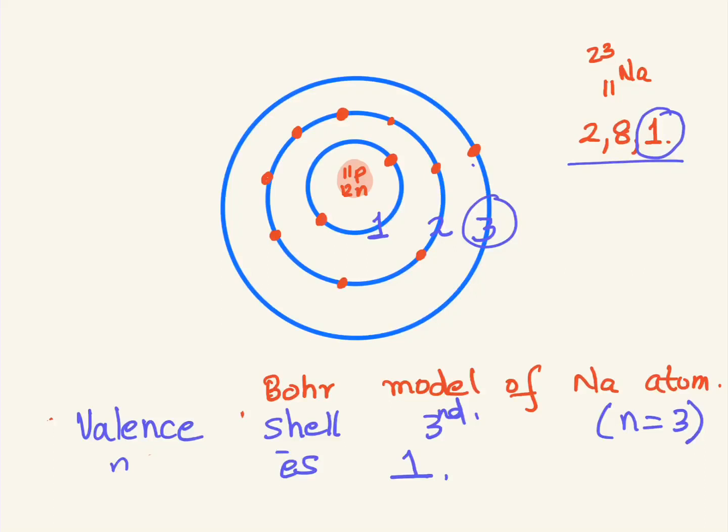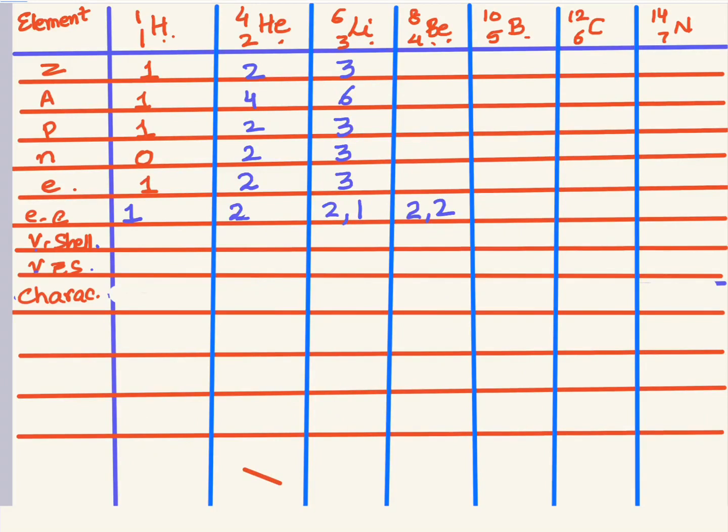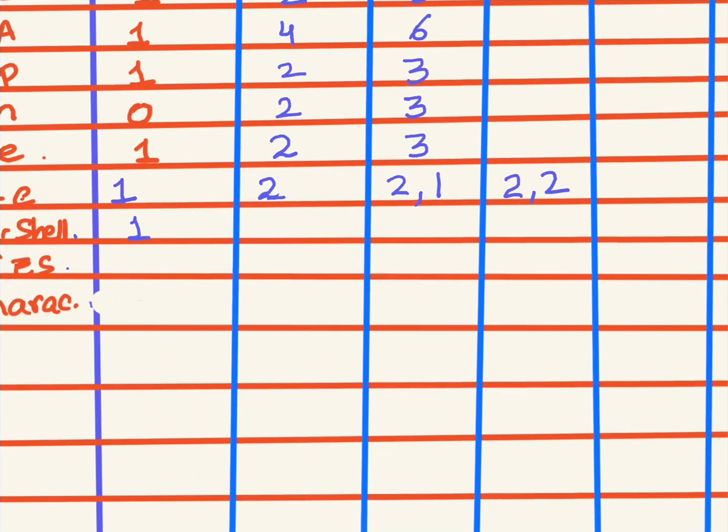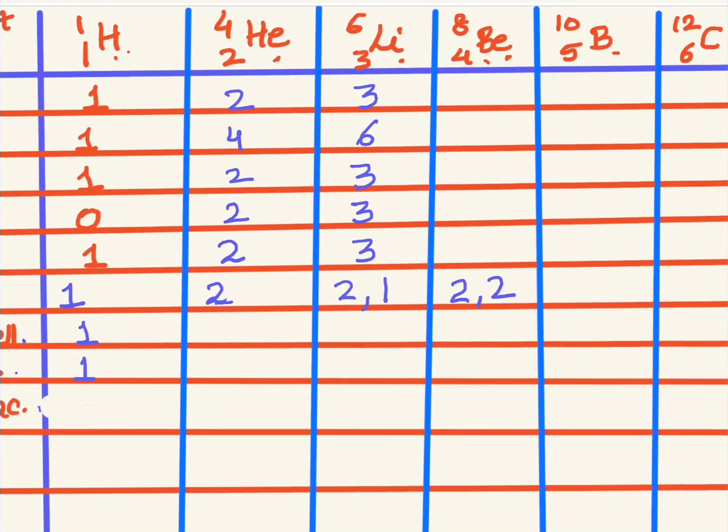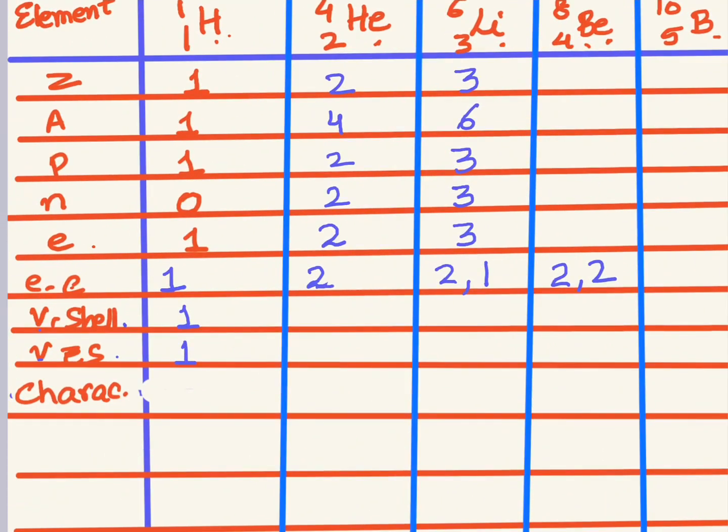Let's give it a try to the other elements. Now, let's see over here. What's the valence shell in the case of hydrogen? Of course, it's 1 only. It's the first shell which is being filled up. What about the valence electrons in the case of hydrogen? Now here its electronic configuration is 1. So valence electrons is also 1. What about helium? Now here in this case valence shell. So it's only the first orbit which is filled up. So anyway 1 again. What about valence electrons? 2. Very good.